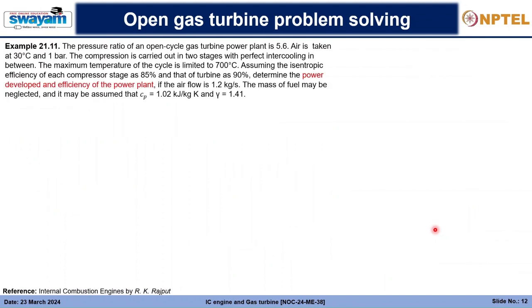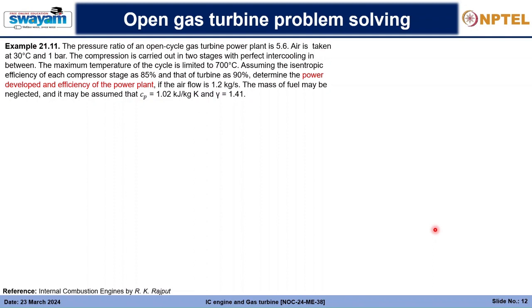The pressure ratio of an open cycle gas turbine plant is 5.6. Air is taken at 30 degrees Celsius and 1 bar. The compression is carried out in two stages with perfect intercooling in between. The maximum temperature of the cycle is limited to 700 degrees Celsius. Assume isentropic efficiency of each compressor stage as 85% and that of turbine as 90%. Determine the power developed and the efficiency of the power plant if the airflow is 1.2 kg per second. The mass of fuel may be neglected.